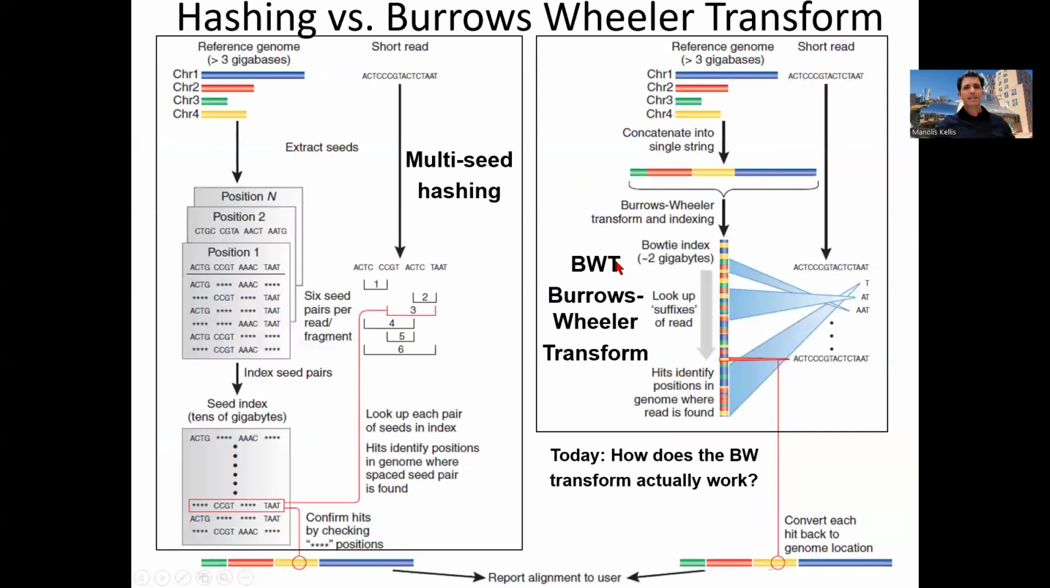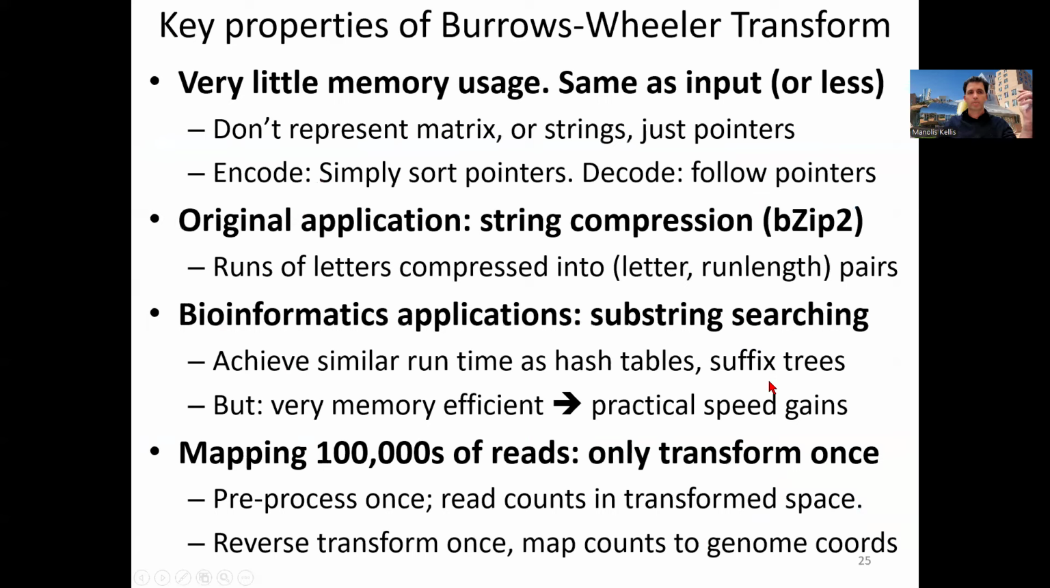So that's the key idea of the Burrows-Wheeler transform and Bowtie in mapping these reads to the genome. Okay? So it's very little memory usage, basically the same as the input or actually less. You don't represent the matrix of the strings, just pointers. And in the encoding step, you simply sort the pointers. In the decoding, you follow the pointers.